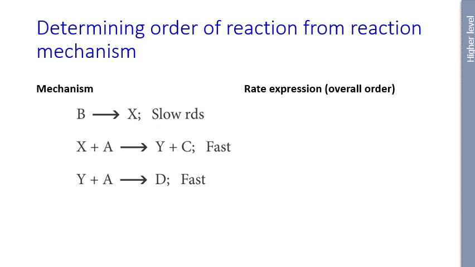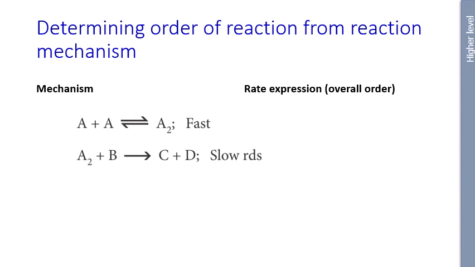Another possibility is that B goes to X, and this is a slow rate determining step. Then X plus A, this intermediate, goes to Y plus C, a second intermediate, which is fast. The second intermediate then interacts with A to form D, which is fast. So in this particular case, the order is 1, because B is the only reactant molecule involved in the rate determining step.